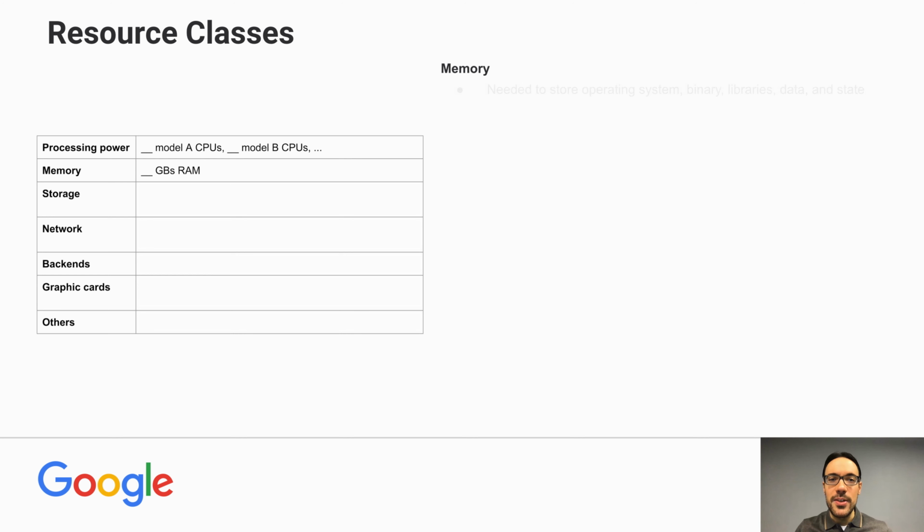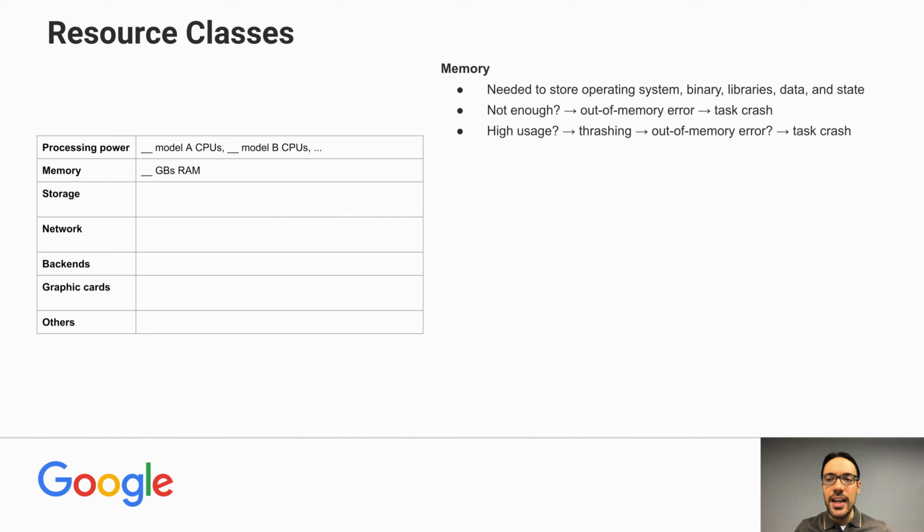Memory, RAM, stores the operating system, the task binary and its libraries, data needed by the tasks running, and task state as it runs. If a task tries to use more memory than allocated, it will crash with an out-of-memory error or even cause the operating system to thrash. When memory utilization is high in languages with garbage collection, tasks start heap thrashing, that is, triggering garbage collection too often, almost continuously. Thrashing uses up any remaining processing power and significantly degrades the performance of the task. It often ends in an out-of-memory error.